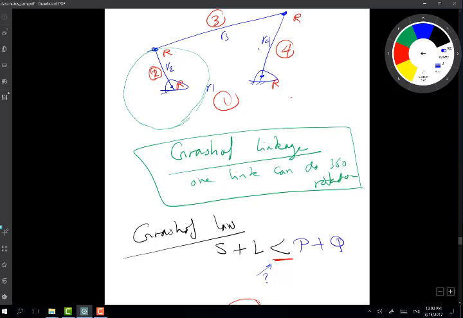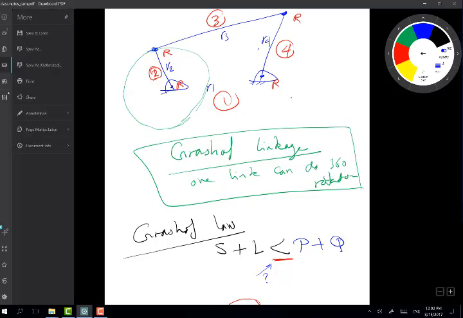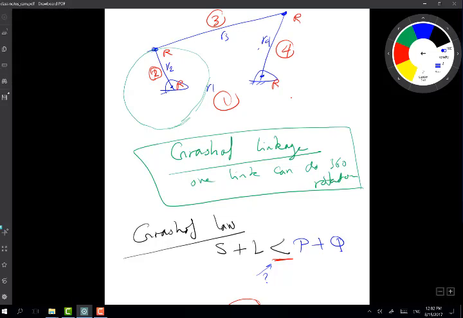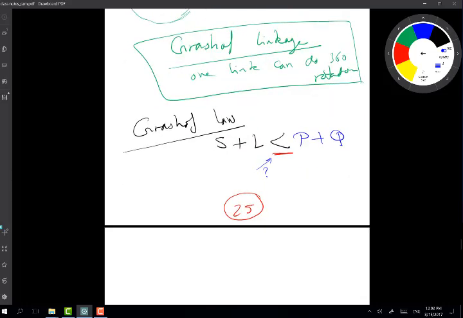This is Grashof law, and if the four-bar linkage complies with Grashof law, then one of the links is going to do 360. At least one of the links is going to do 360, right? And this is the condition that one of the links is going to do 360.